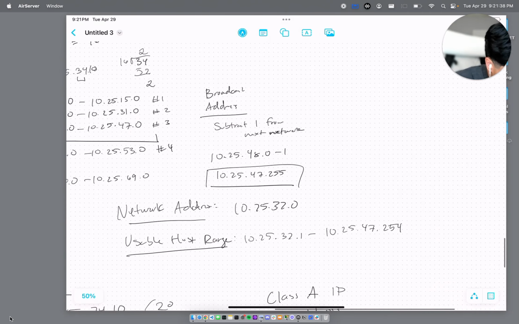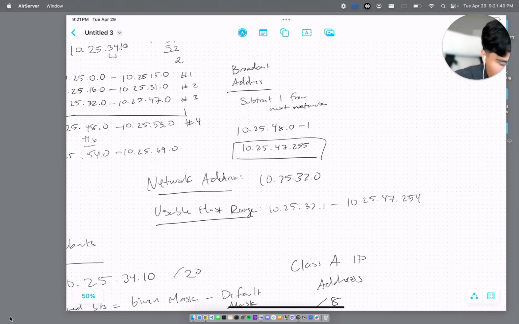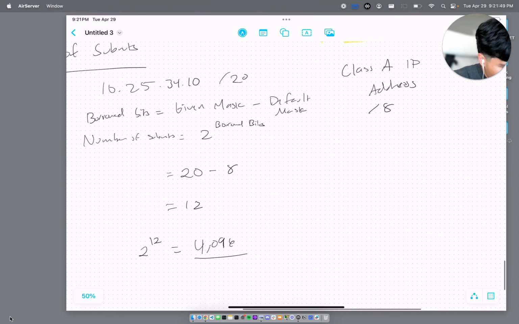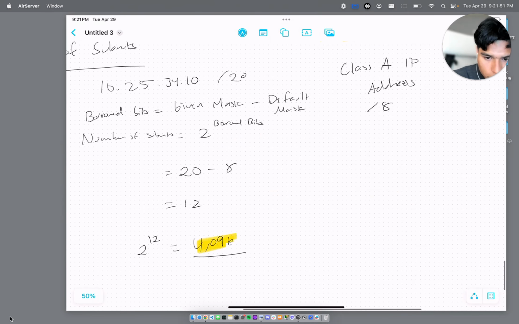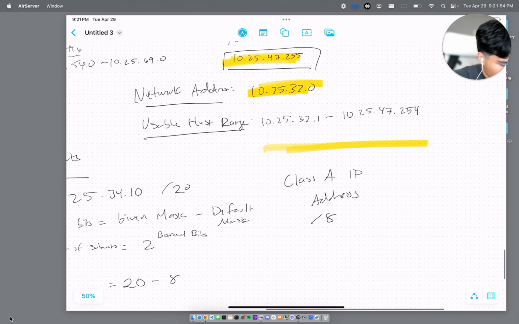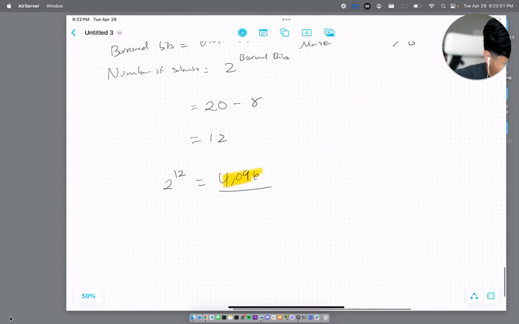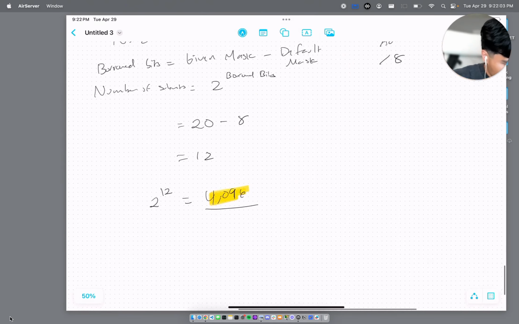So we have everything right here, right? We have our broadcast address, network address, usable host range, and the number of subnets, right? Usable host range, network address, and the broadcast address.